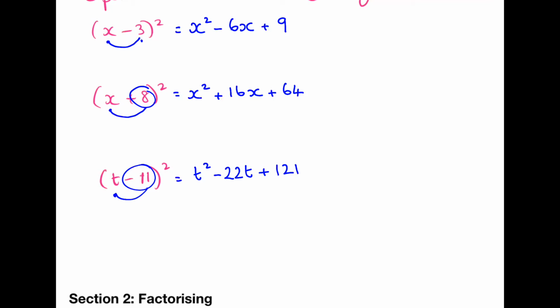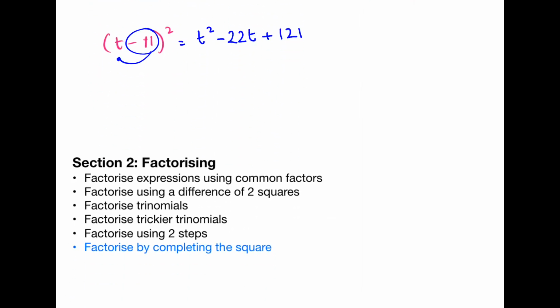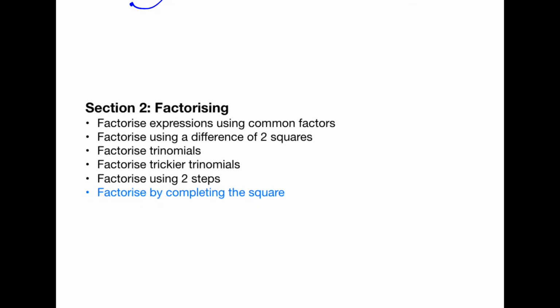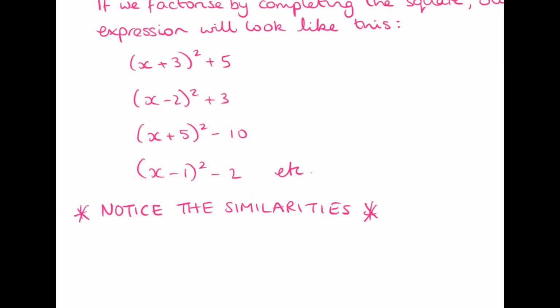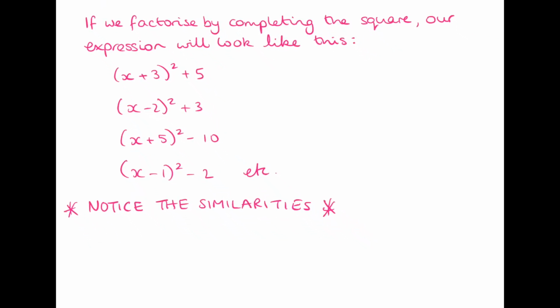Okay, so we need to have that fresh in our minds for our factorising by completing the square today. So this is, as you'll remember, the last bit of our factorising section. We spent a few weeks on multiplying out brackets and factorising, and this is the end bit of it. Okay, so here we are. If we factorise by completing the square, your expression looks like these. These have all been factorised by completing the square.